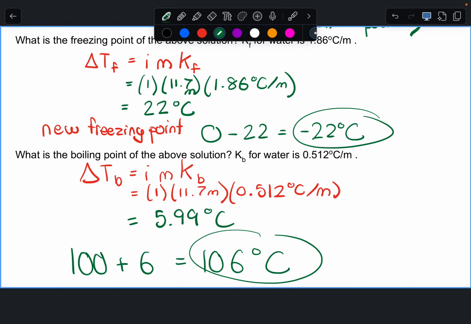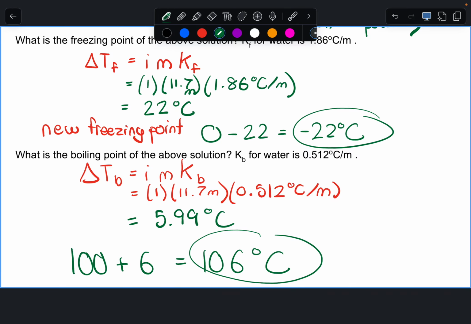Okay, so you should get 106 degrees Celsius. Again, when you get that 6, that's not the new one. You have to add that to the existing boiling point, okay? So you better make sure you remember, boiling point goes up, freezing point goes down, because that's not embedded in the equation. If it was something other than water, they're always going to give you the constants. If it's something other than water, we'll give you the freezing point or the boiling point. But obviously I expect you to know water's freezing point and boiling point.